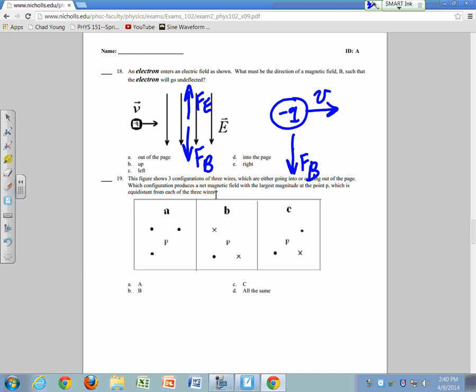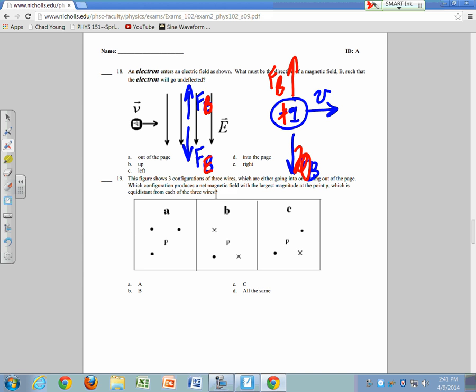Well, let's see. That's right. If it were positive, Fb would have to be up and Fe would be down, because a positive particle will feel an electric force in the same direction as the electric field. And so here, that's the electric field, yeah. I know this is very confusing, isn't it? All right. So this is FB.